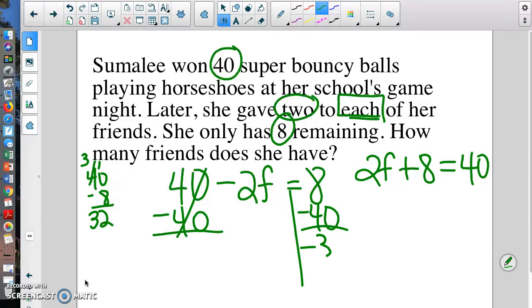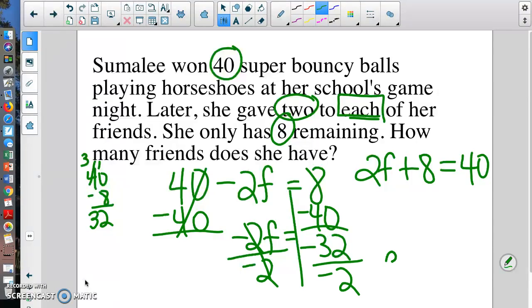And that'll be a negative because I had 8 and I took 40 away from it. You bring down your negative 2f, because that's what it is, the minus 2f. You have to divide by negative 2 to cancel. Divide by negative 2 on the other side. And f will equal 16. So there were 16 friends there.